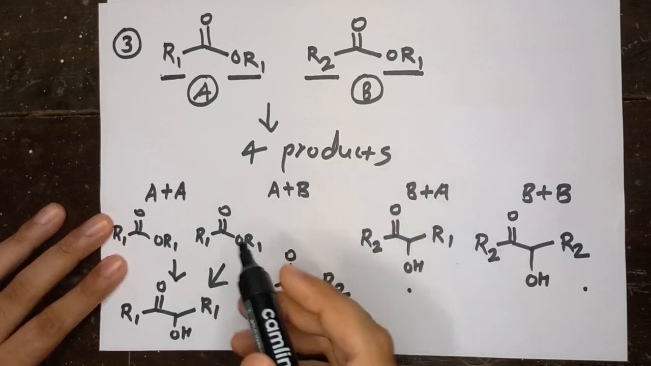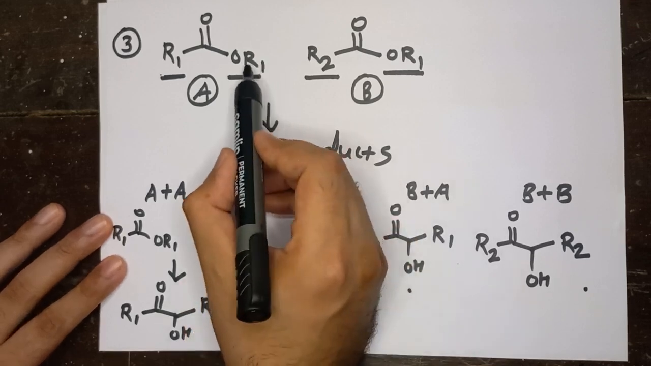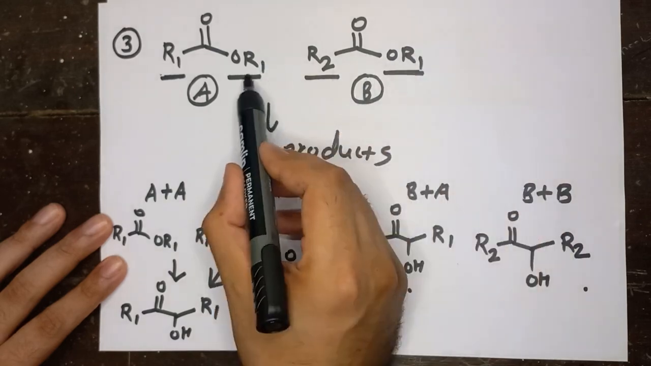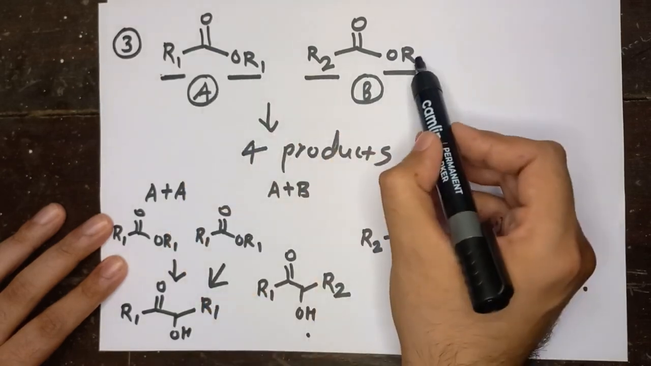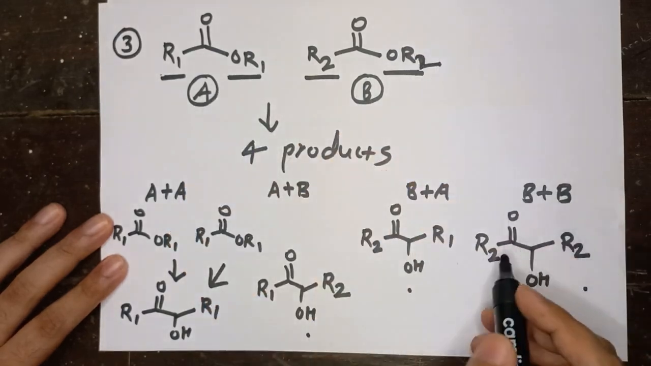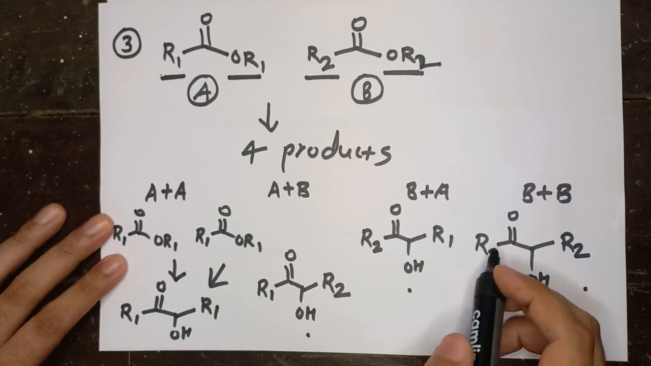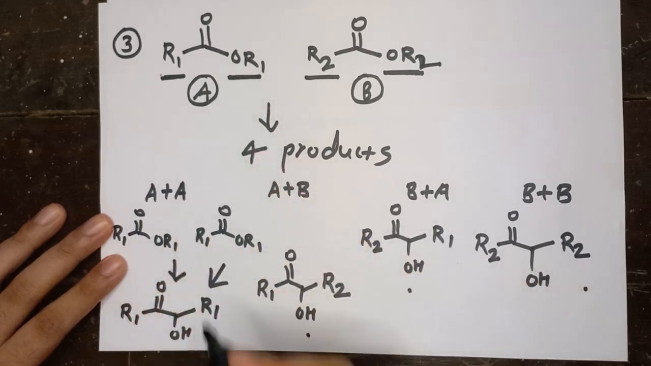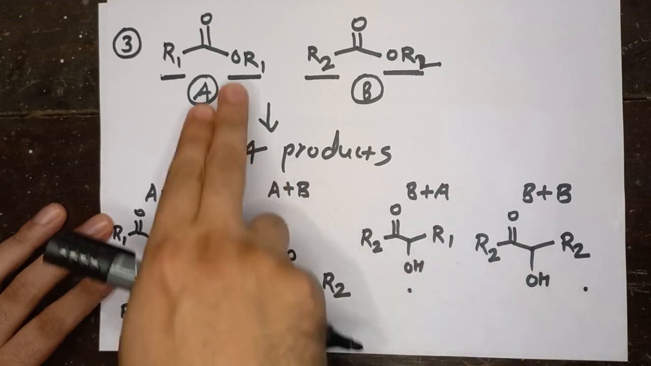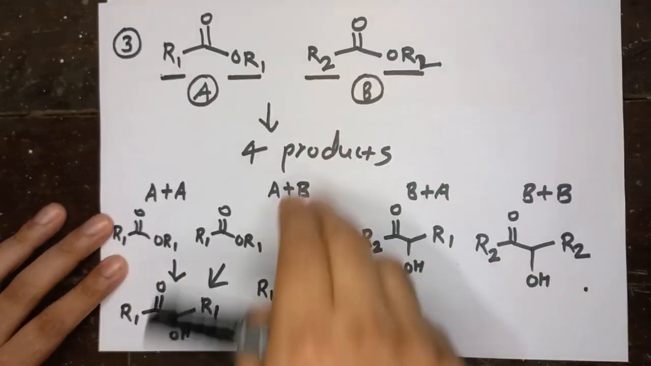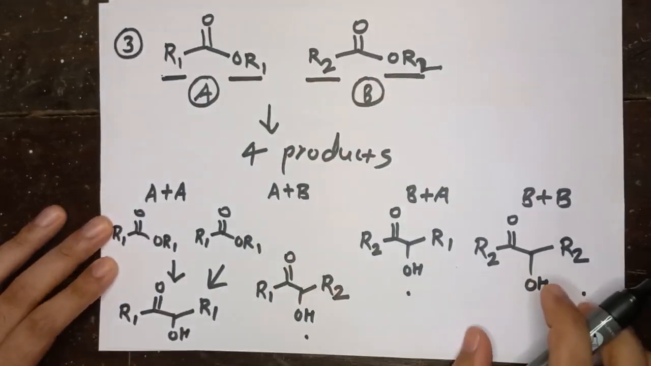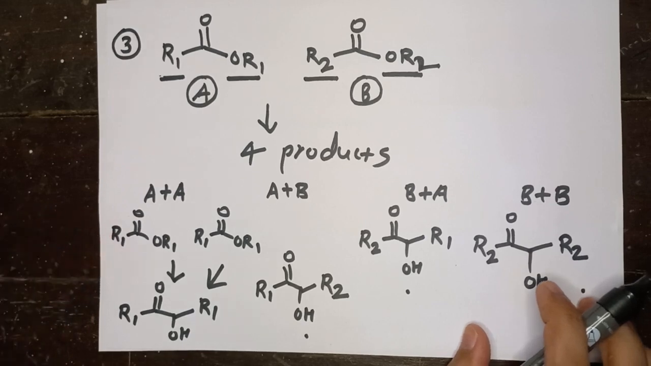Just for example, if this R2 is also different, let's say we have R1 in A and R2 in B, then also we will get the same four products, because while producing the product we are anyways ignoring the alkoxy groups. So these are the four different variations you can think of.